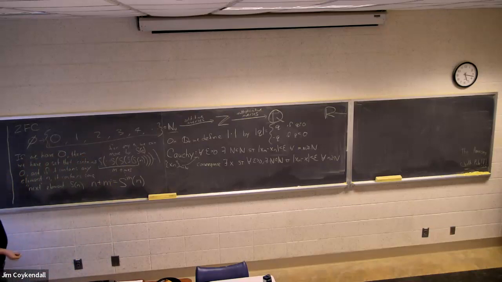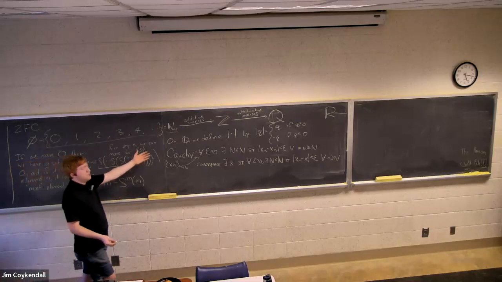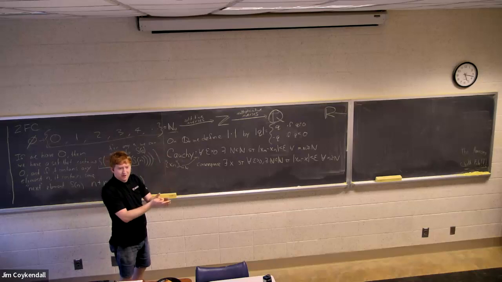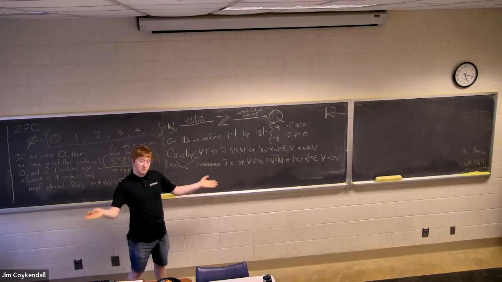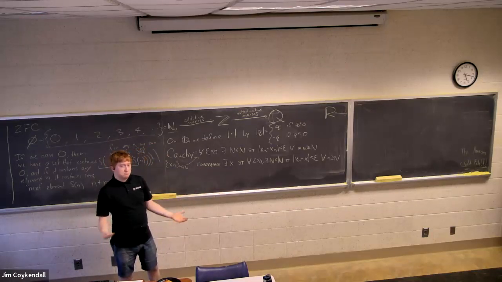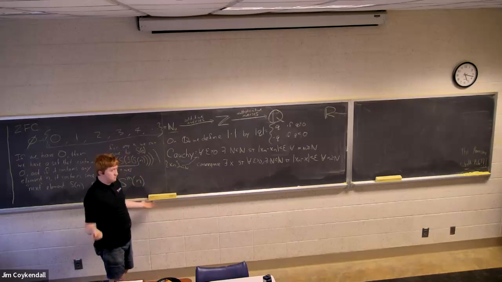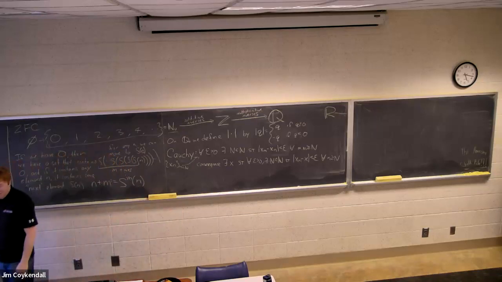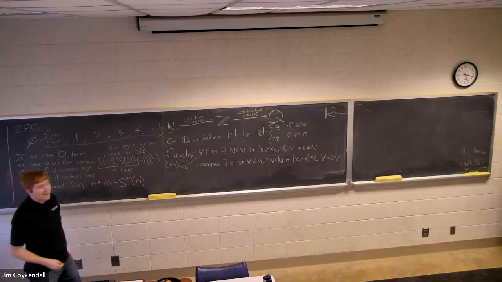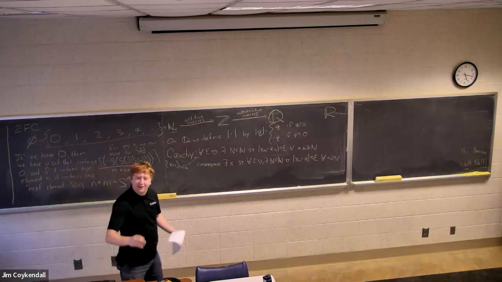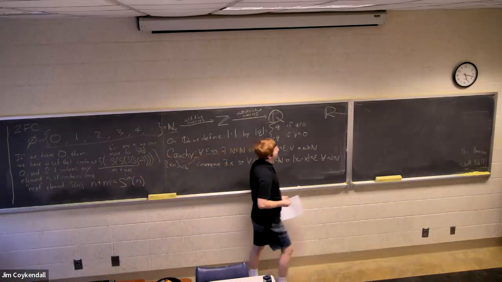Okay, well, in some sense, it seems like Cauchiness, where they're getting close to each other, and convergence, where they're getting close to a specific thing, should be the same, right? But not so. Because so far, all we have is the rational numbers. And consider the following sequence of rational numbers.